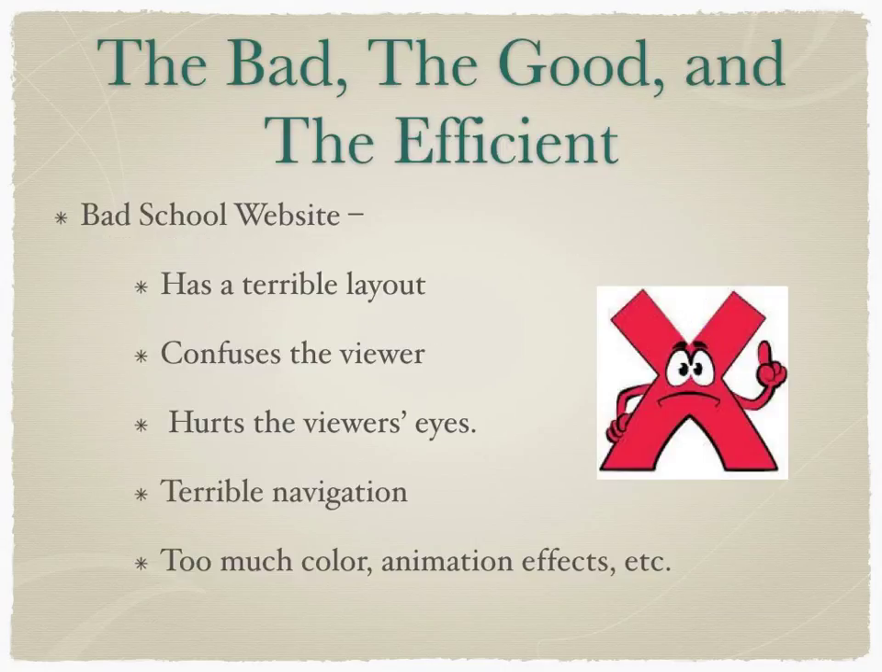Now we're going to discuss what can make a website bad, good, or an efficient one. First, let's talk about what can make a school website a bad one. It may have one or more of the following characteristics. First, it may have a terrible layout. This is the design template of how your homepage or school website is presented to the viewer. Sometimes it may be too difficult to locate or find certain information.